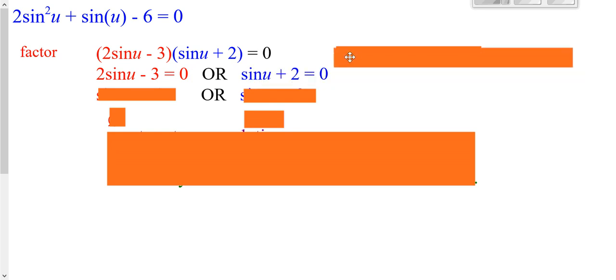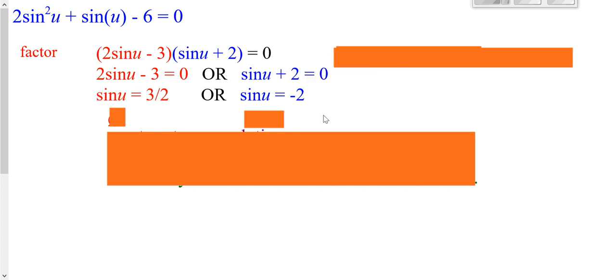You now have the red times the blue to give us 0. The only way that can be true is if the red is equal to 0 or if the blue is equal to 0. Then we could easily solve the blue by subtracting 2 from both sides. Then we could easily solve the red for the sine of u by adding a 3 and dividing by 2.